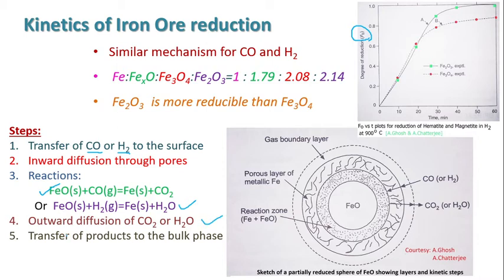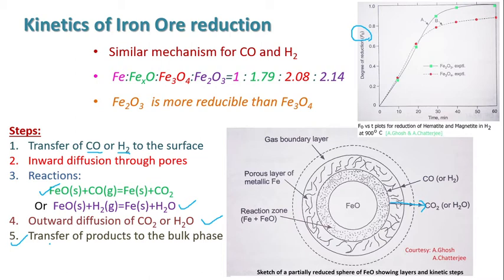And the last one: transfer of these product gases from the solid surface into the bulk gas across the gas boundary layer. Through this gas boundary, it will go to the bulk phase, carbon dioxide or H2O. So all these steps collectively are responsible for the reduction of iron ore.